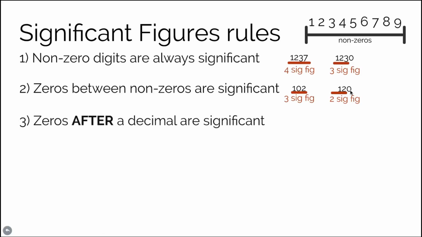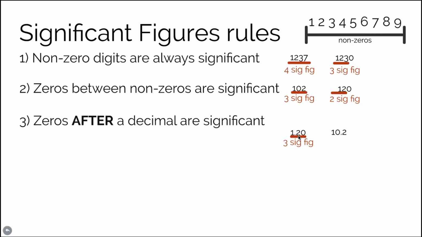Rule number 3 is that the zeros that come after a decimal point are always significant. So if you take the number 1.20, again, we compared it to the 120 example. Same numbers, same order, but because we have a decimal in this example, it's a little bit different. Because that 0 is placed after the decimal, we would count it as being significant. So we would count this as 3 significant figures.